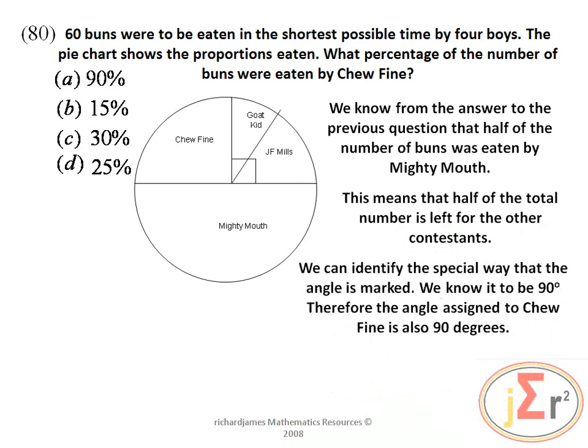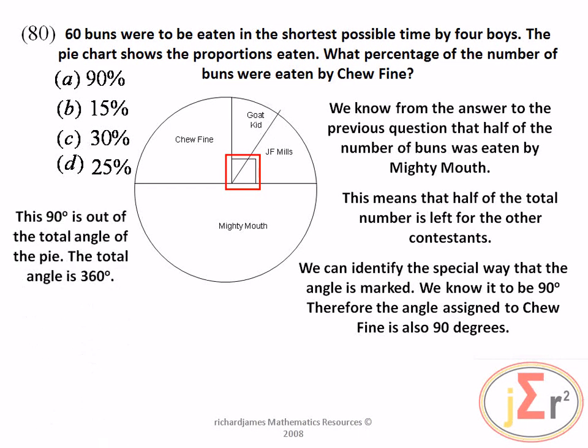We can identify the special way that the angle is marked. We know it to be 90 degrees. Therefore, the angle assigned to Chew Fine is also 90 degrees. So here, 90 degrees over this side is associated to Goat Kid and JF mils. Therefore, over on this side, we are going to have 90 degrees remaining. See, that's 90 degrees on that side for the combined effort of Goat Kid and JF mils.